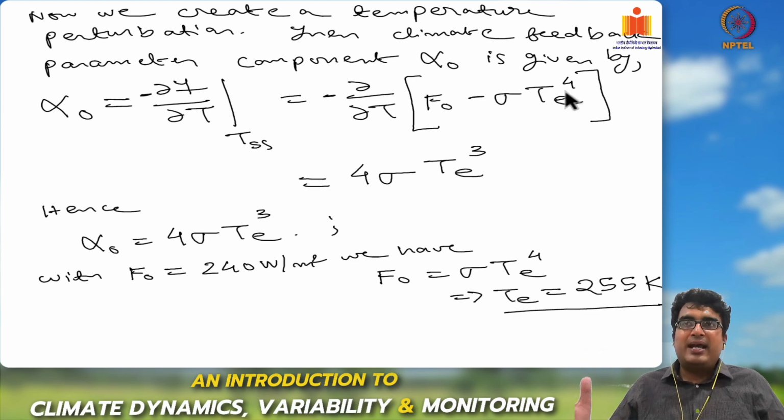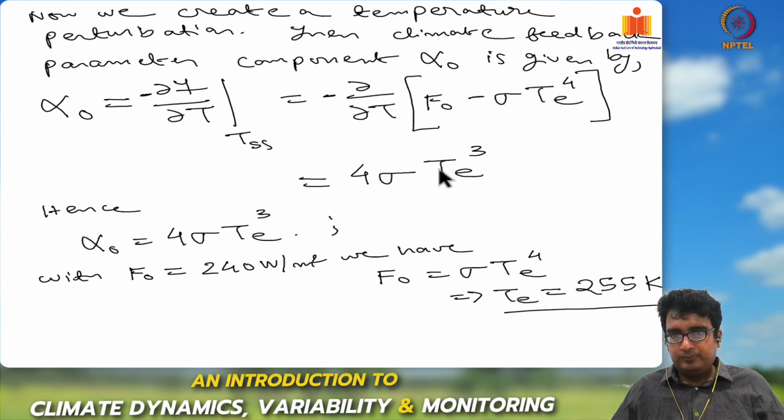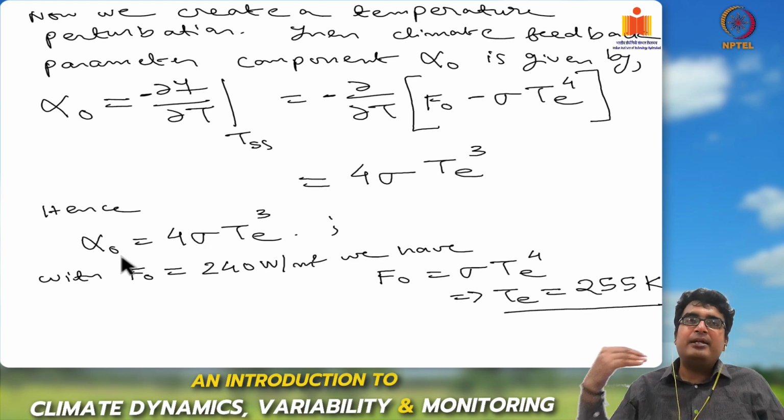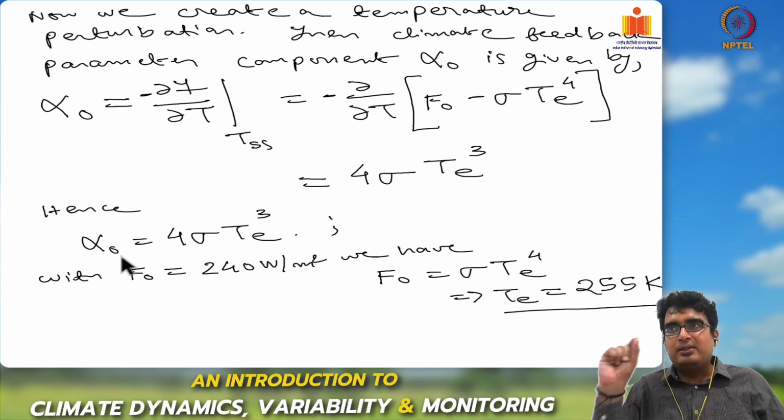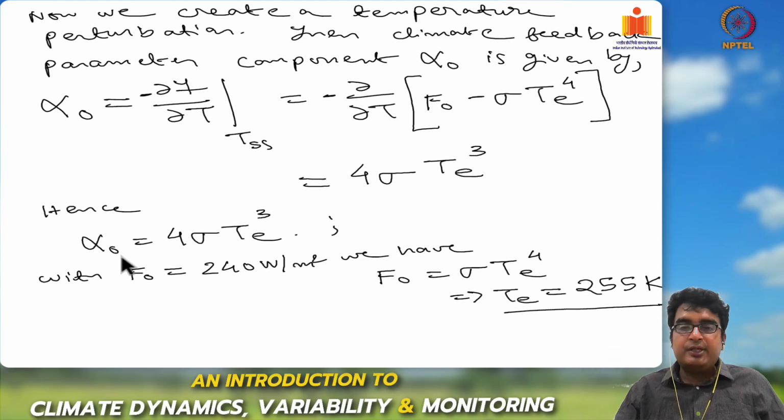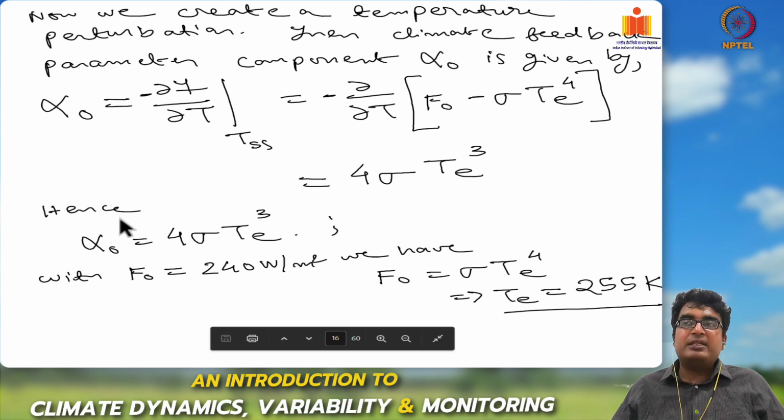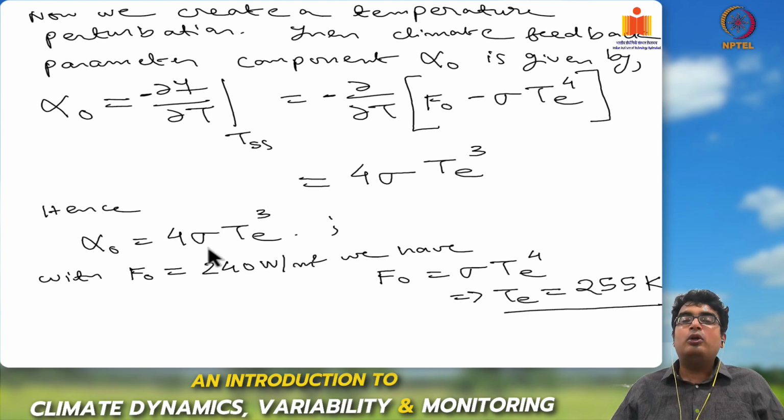Now F0 we are assuming to be constant. So then what we are getting is a derivative of this term. So this becomes minus minus plus 4 sigma TE whole cube. So for the no atmosphere condition, the alpha 0 term, the direct dependence on the net incoming flux with respect to the planetary temperature, is equal to 4 times the Stefan-Boltzmann constant into the blackbody emission temperature whole cube.